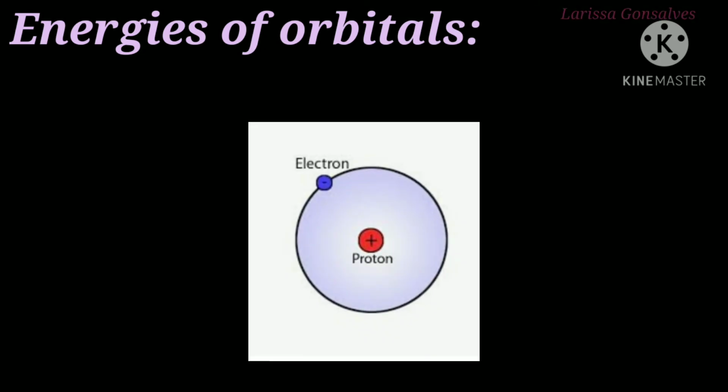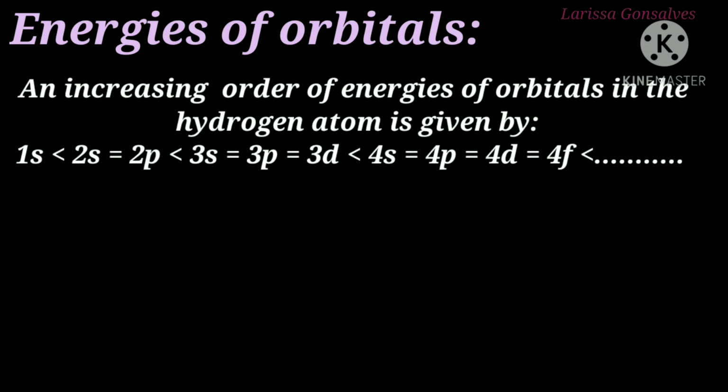The energy of an electron which is present in the hydrogen atom or any other hydrogen-like species is determined by the principal quantum number, which is denoted by small letter n. This is because there is attraction going on between the electron and the nucleus. An increasing order of energies of orbitals in the hydrogen atom is given by the following order.